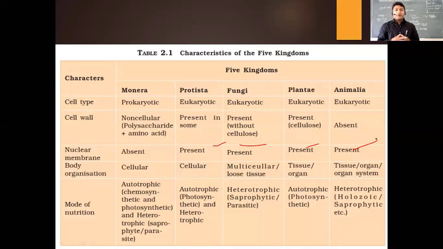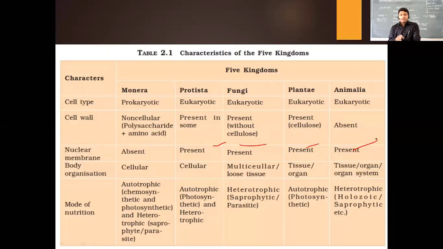Now the next one is going to be the body organization. That is, complexity we are talking about. When we talk about complexity, in Monera kingdom we're going to have a single cell, unicellular structure, right? Similarly, Protista also is going to be unicellular. But remember the difference between Monera and Protista: Monera is prokaryotic and Protista is eukaryotic. So that's the difference. And when we go to fungi, you're going to have multicellular, you are going to have tissue, and Plantae and Animalia, we know they're quite advanced, quite complex with organs and organ system level of organization.